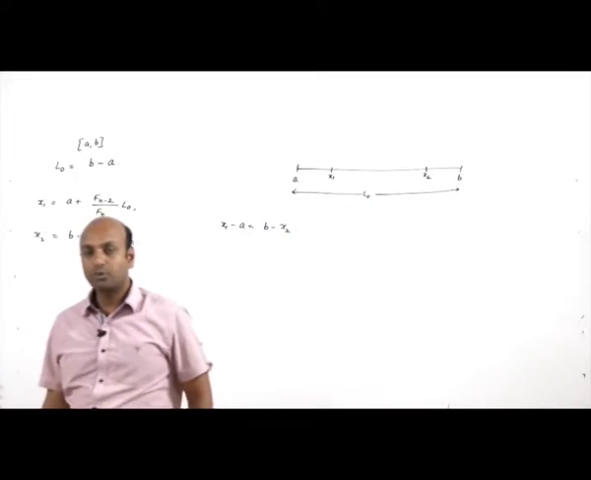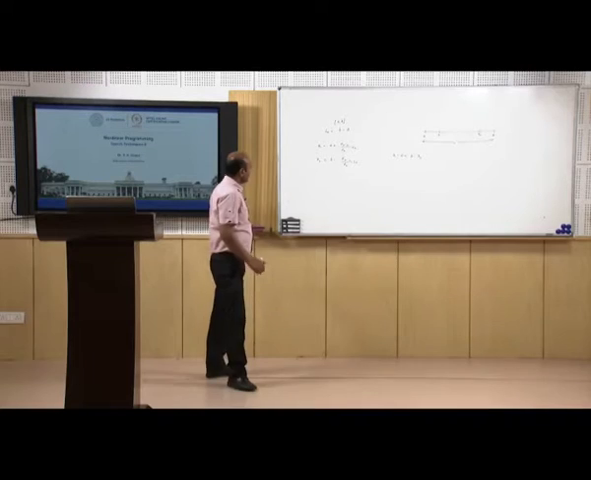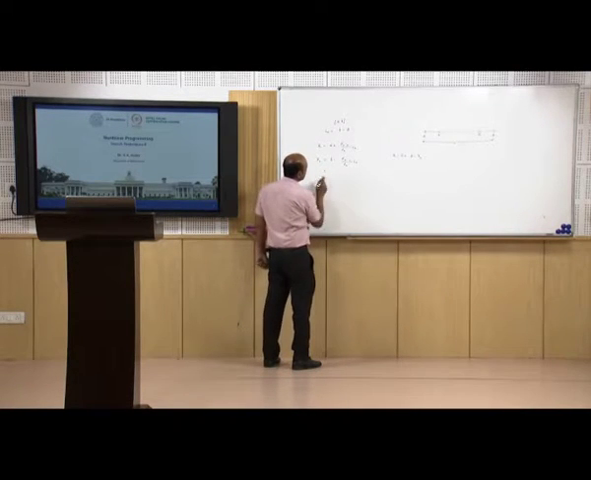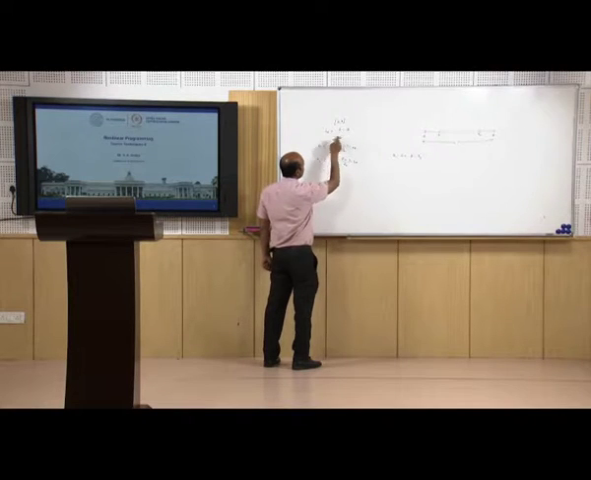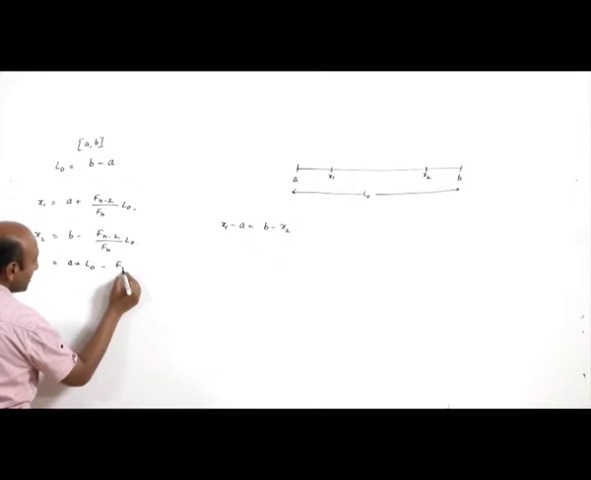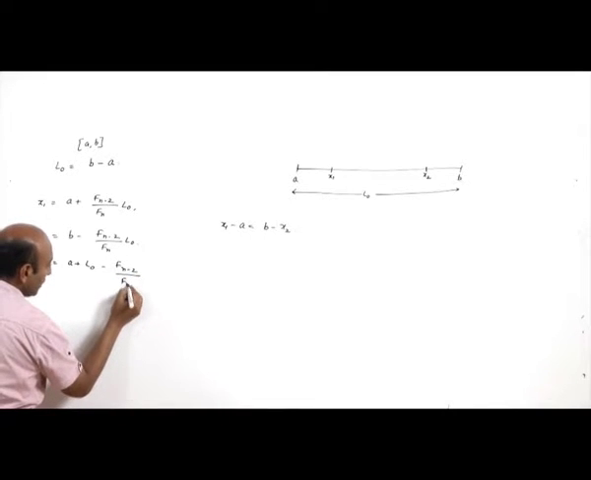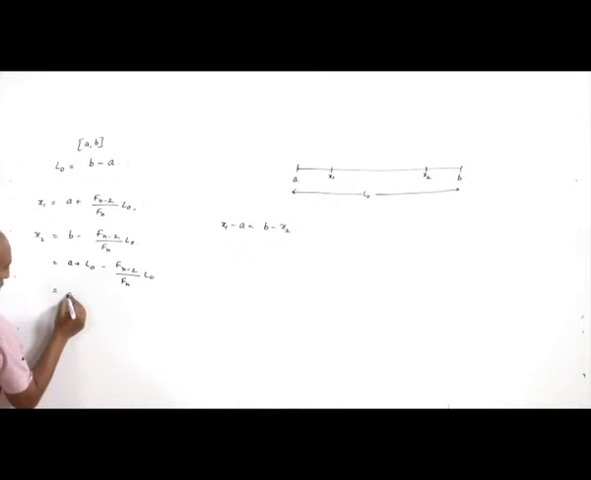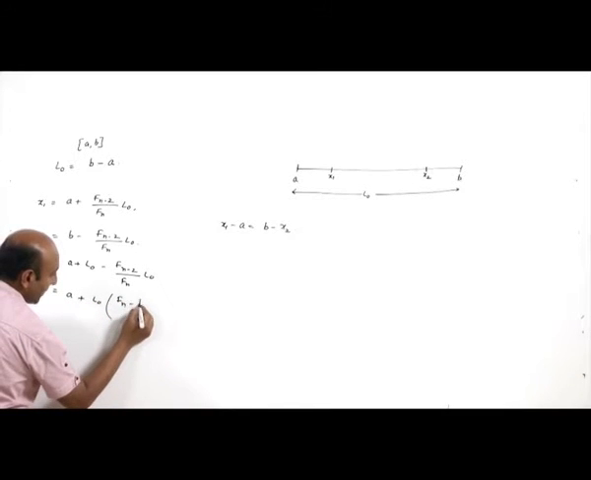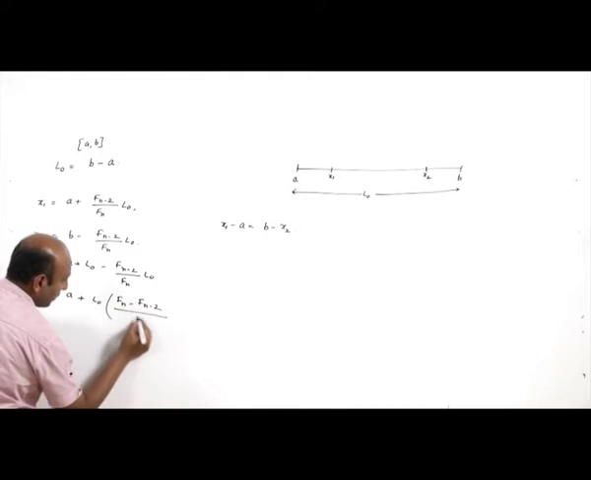Now, if we try to simplify this further, what is b from here? It is L naught plus a, so x2 is a plus L naught minus Fn minus 2 upon Fn into L naught. So that is equal to a plus, taking L naught common, Fn minus 2 upon Fn.